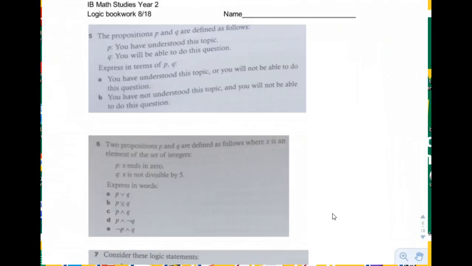Number 5, the propositions P and Q are defined as below. P, you have understood this topic. Q, you will be able to do this question. Express in terms of P and Q. Sentence A, you have understood this topic, or you will not be able to do this question. So P, you have understood this topic, or you will not be able to do this question. So not Q.